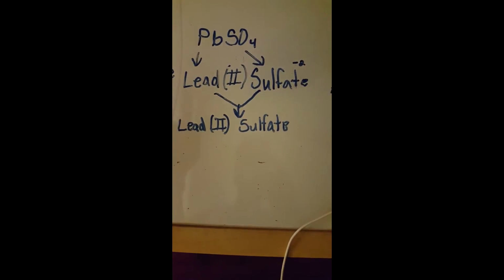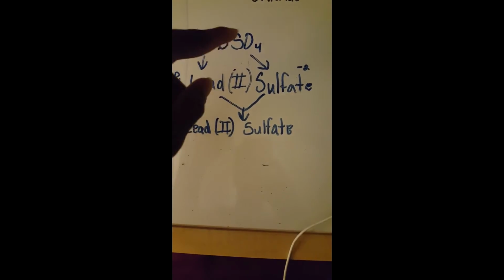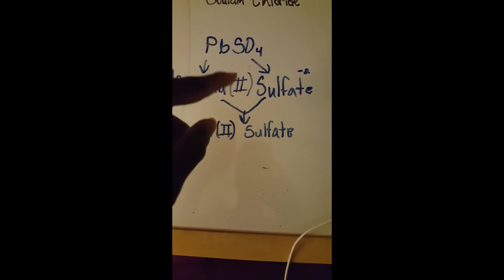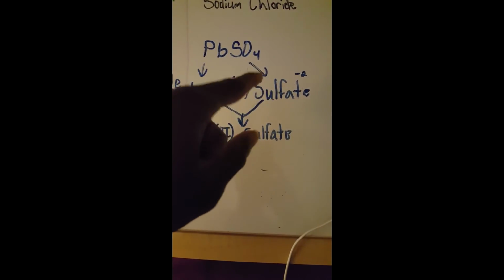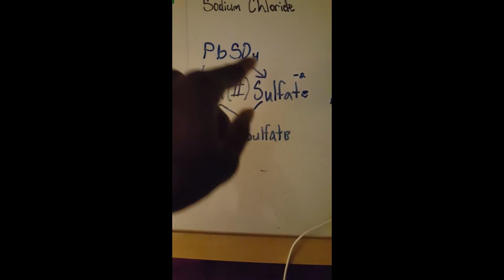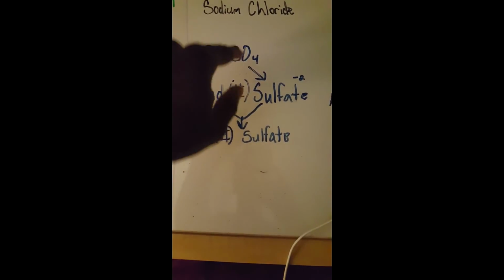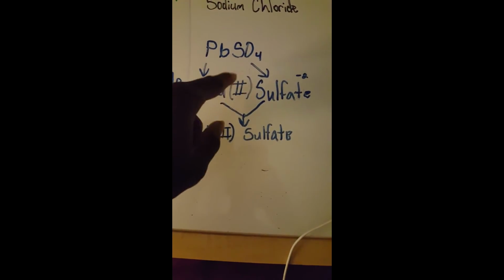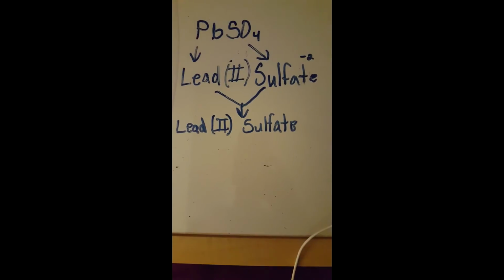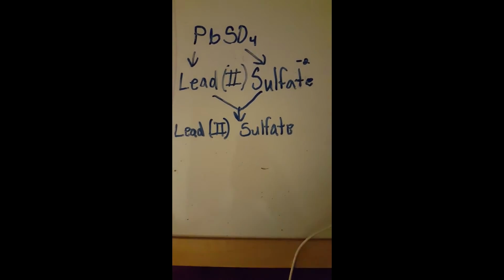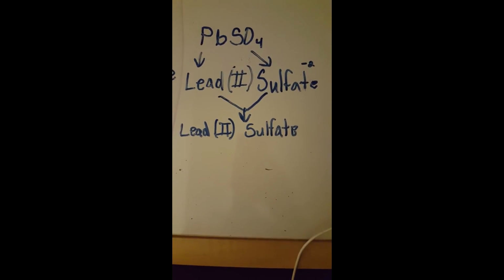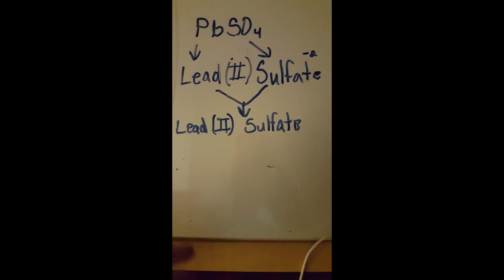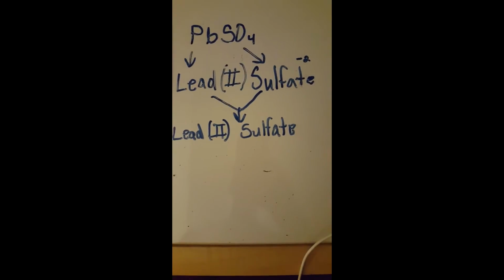Okay, to name PbSO4, it'll be lead with the Roman numeral 2, sulfate. It didn't end in ide because this is a polyatomic ion, and there's a Roman numeral because lead has more than one positive charge that it can have. Like it could have 2 or 4. So that's just a way to distinguish between if it's a 2 or a 4.